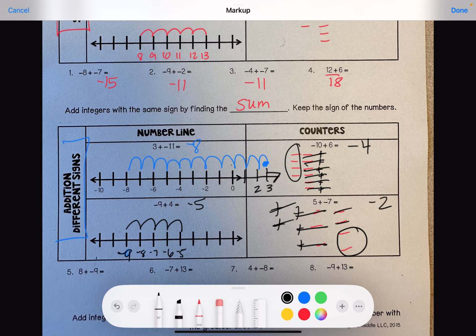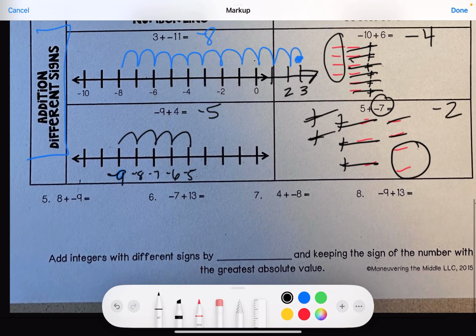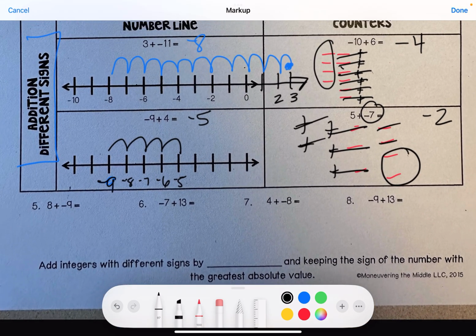Okay. Same thing. If I did 7 minus 5, I would get 2. But because my bigger number of 7 is negative, my answer would be negative 2. Let's try that for these down here. 5, 6, 7, and 8. If you'll pause the video and try them yourself, and then come back and watch the video, I'll go over the answers.